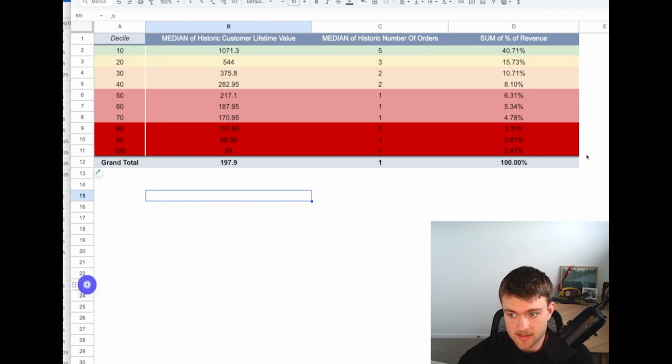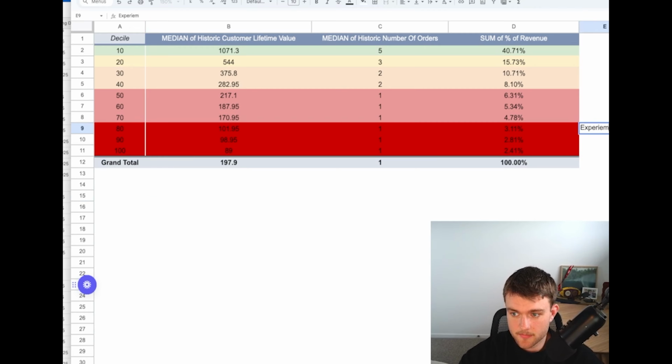So that's one segment. Experiment with bundles. Experiment with post-purchase upsells. This is probably what I would recommend here.